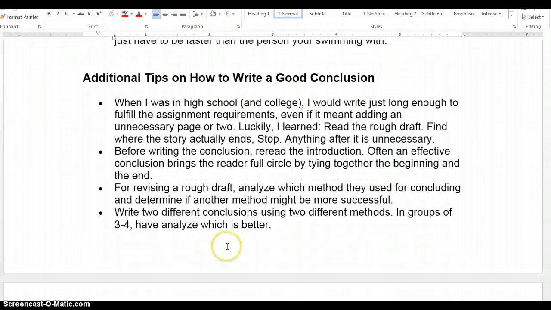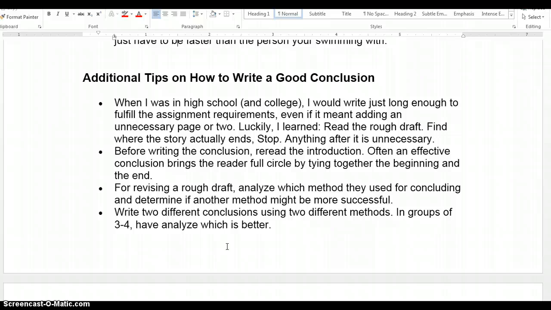I have some additional tips too on how to write a conclusion. When I was in high school and college, I would write just long enough to fulfill the assignment requirements. If a teacher tells you 5 pages, you include a bunch of rambling on until you hit that 5 pages. But what you should learn is that you need to read through your rough draft, find the place where the story actually ends, and then stop. Anything after that is completely unnecessary.